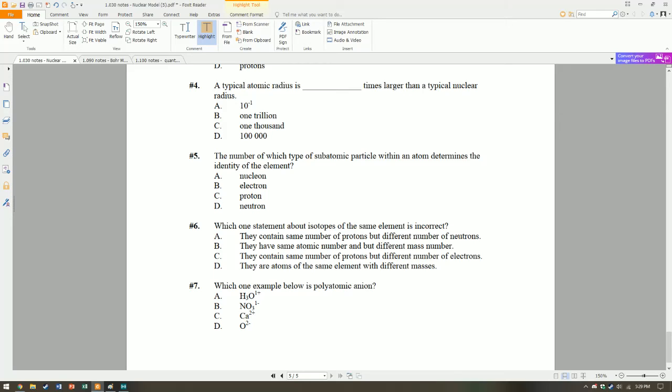Right, I assume you've unpaused the video. Typical atomic radius is 100,000 times larger. I mentioned that at some point in the video. The number of which type of subatomic particle determines the identity of the element? For number 5, it's C, proton. For number 6, it is same number of protons.